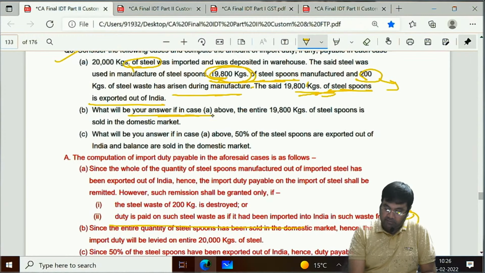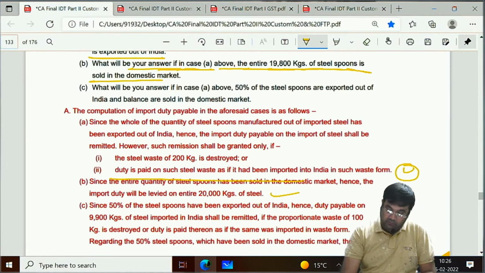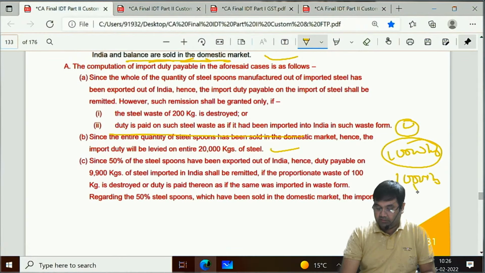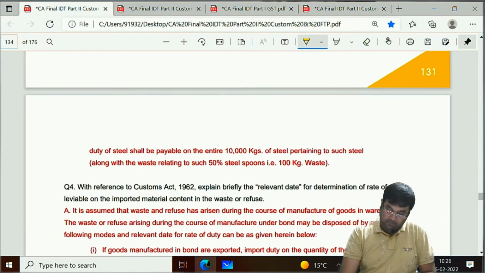What will be your answer if in case A, the entire 800 of steel spoons are sold in the domestic market? Then the entire 20,000 kg is subject to import duty. What will be your answer if 50% of the steel spoons are exported out of India and the balance are sold in the domestic market? Then 50%, basically 10,000, is subject to duty, and the balance 10,000 is exported. So out of that, 100 kg may be related to waste. So that waste needs to be destroyed or duty needs to be paid on that.